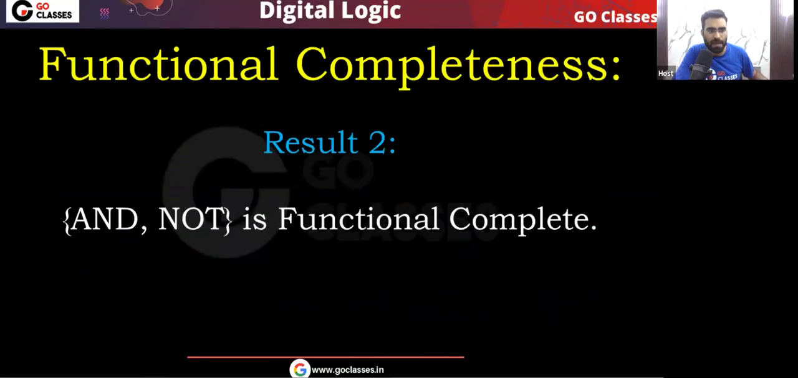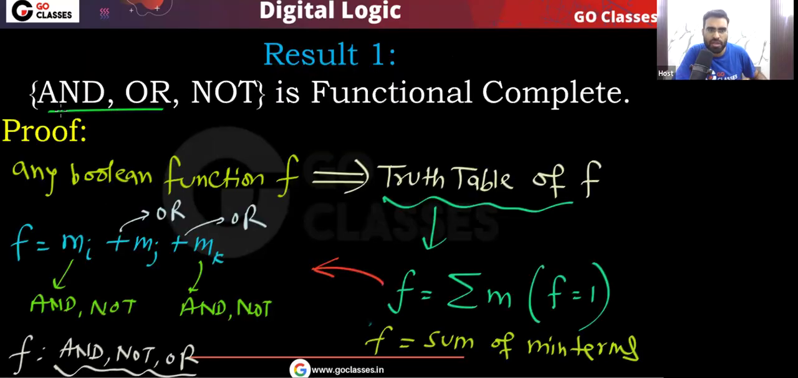So very simple. Now let's see the next result, that is AND and NOT. This is functionally complete, meaning you don't even need OR. See, our previous result was what? Our previous result was AND, OR, NOT.